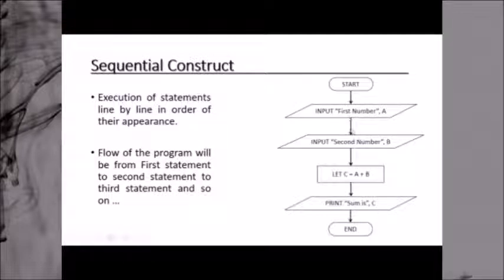From the first statement you move to the second. These are the flow lines, which show the flow of the program. From start you move to the first statement. After inputting, you move to the second statement. Once the second number is provided, you move to the third statement. When the calculation is performed, you move to the fourth statement, and then the program ends. So this is your sequential construct. In it you can see clearly we have three things: the input, the process and the output.